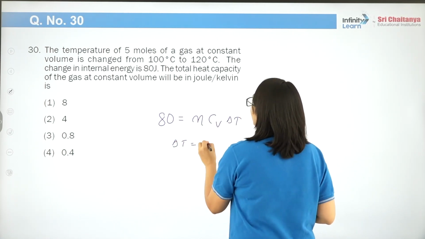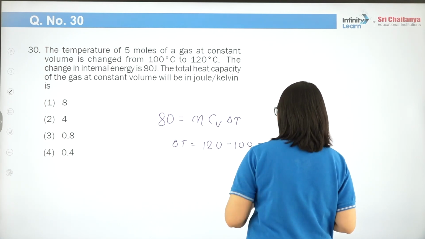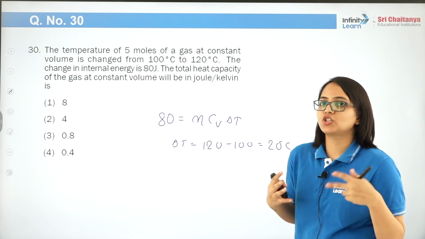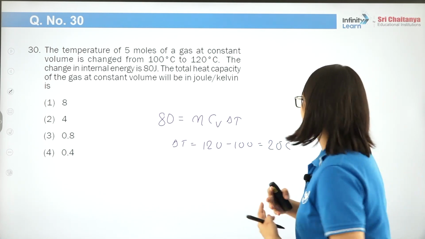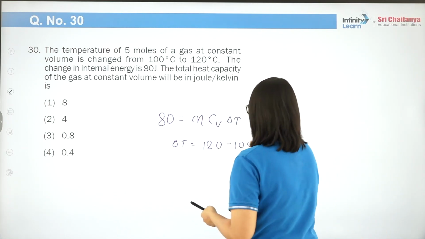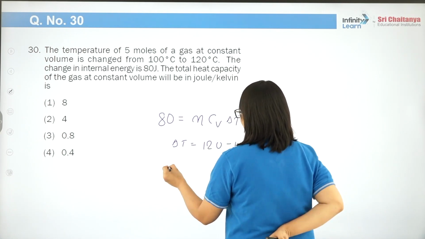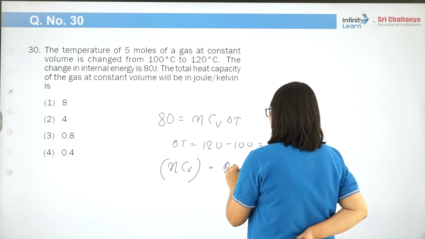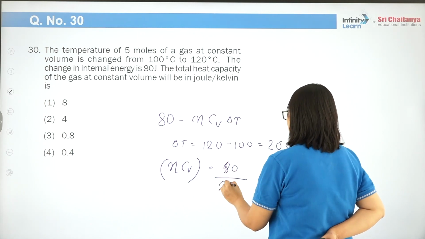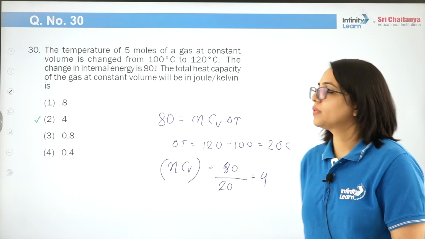Delta T is 120 minus 100, which is 20 degrees Celsius, and that is equivalent to 20 Kelvin, because change in temperature in degrees Celsius is equal to change in temperature in Kelvin, right. So, no need to convert into Kelvin first and do the difference and everything. So, n Cv is the heat capacity, which equals 80 divided by delta T, which is 20, and that equals 4. So, correct answer is option 2.